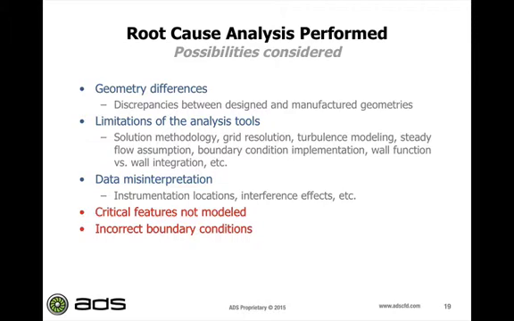Also, are we just kind of fooling ourselves about what the data is telling us? Are we really understanding what's coming out of the experiment? But looking through all of these possibilities, what we really ended up with at the end of this analysis was not modeling critical features, and then, are our boundary conditions correct? So I'm going to start off with this first one, not modeling critical features.